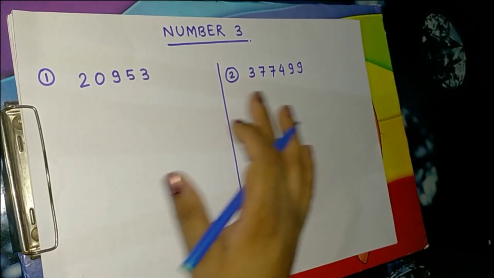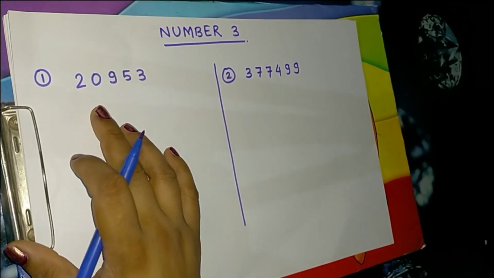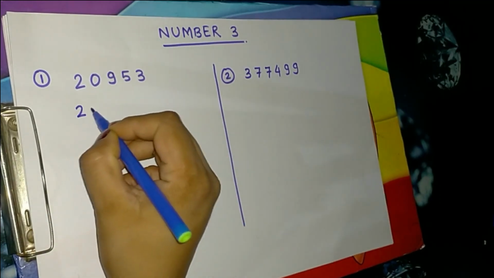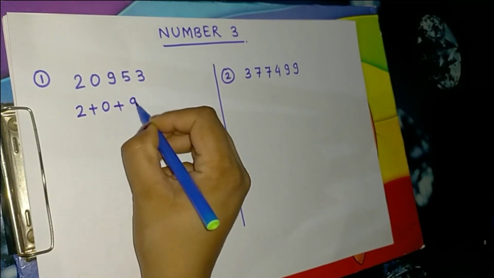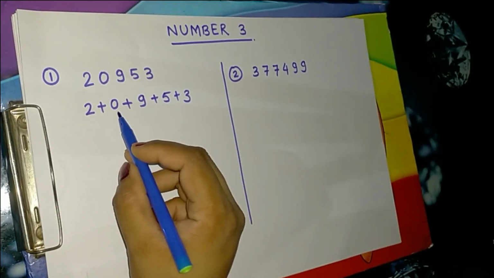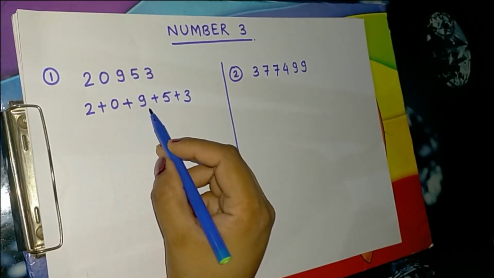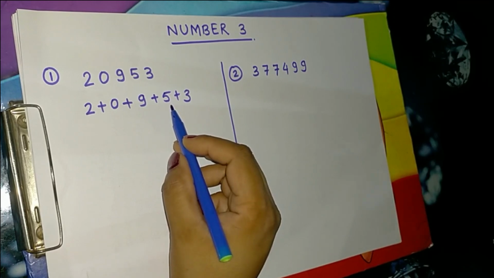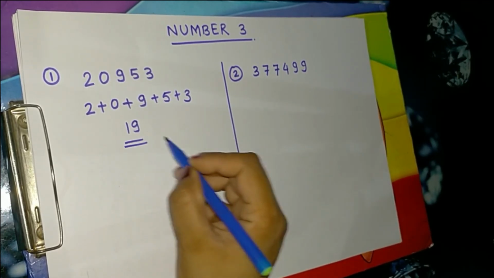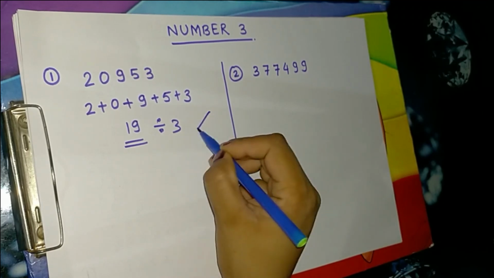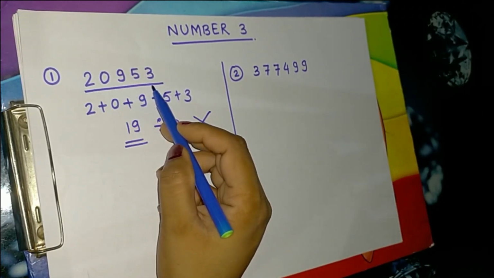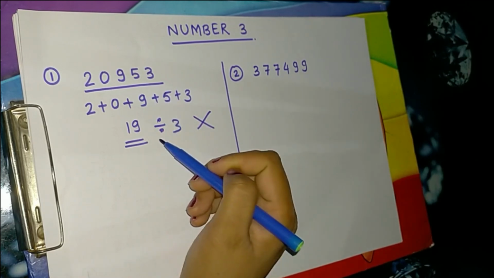For example, here we have two numbers. Our first number is 20,953, and when we add the individual digits of this number here like this, we get 2 plus 0, 2, 2 plus 9, 11, 11 plus 5, 16, and 16 plus 3, 19. And we know that 19 is not divisible by 3. So we can say that this number 20,953 will also be not divisible by 3.